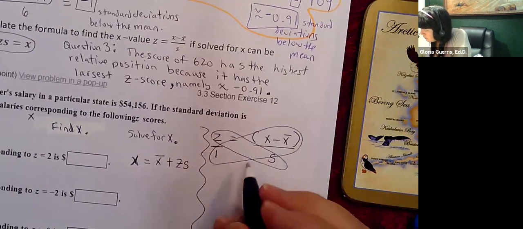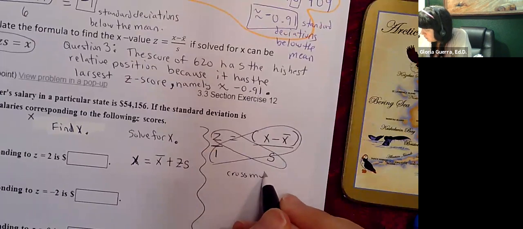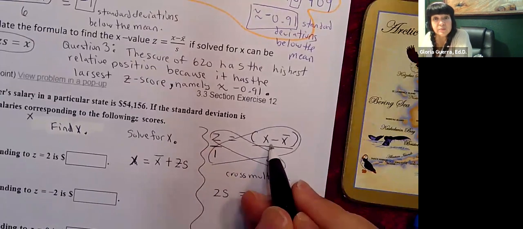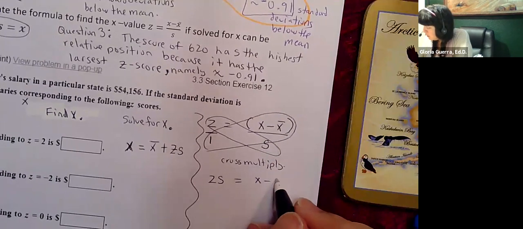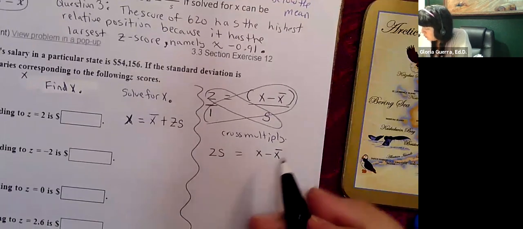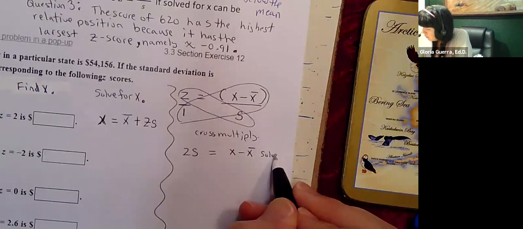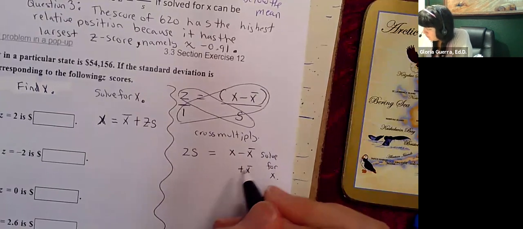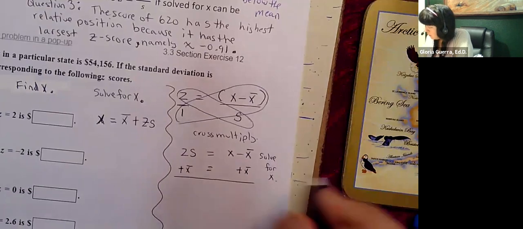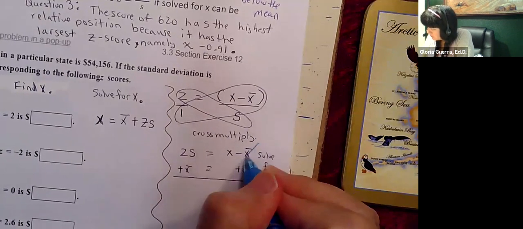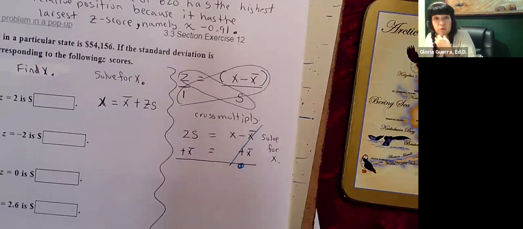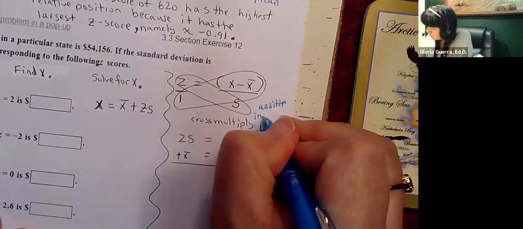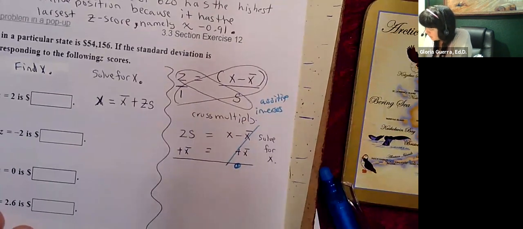Z times S is ZS equals 1 times X minus X bar, which is X minus X bar. Anything times 1 is itself. And then what they're doing is solving for X. So to solve for X, they add X bar to both sides. And then these fall out because they're additive inverses, and they zero out. Additive inverse, a number plus its opposite zeroes out. So those are called additive inverses.